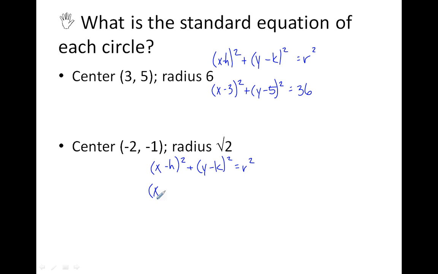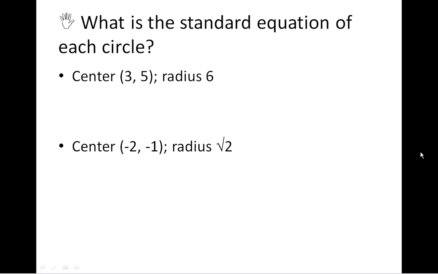So x minus -2, we're going to be plus 2. And then we have y minus -1, so we're going to be plus 1. And the square root of 2, when you square that, you just get 2. So there's our equation.